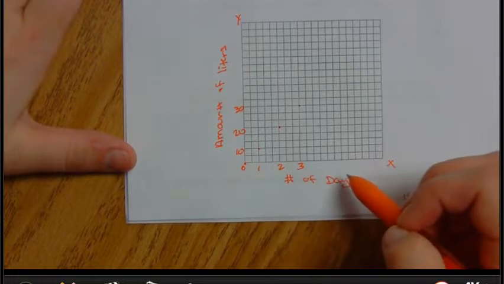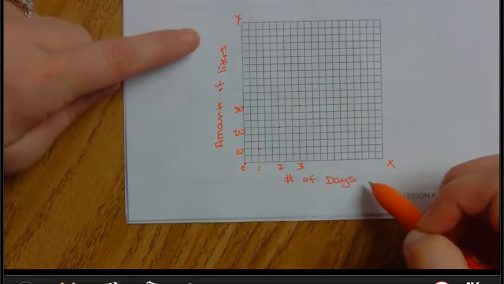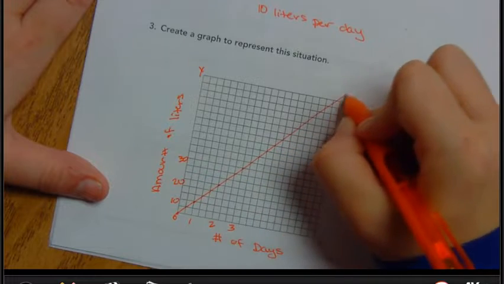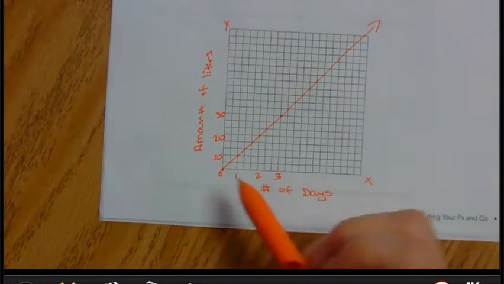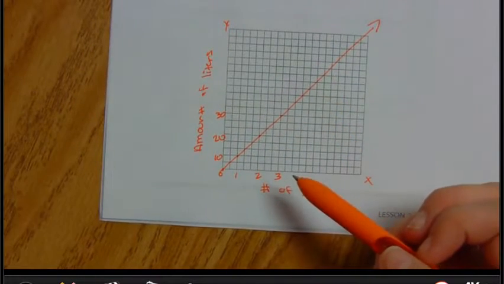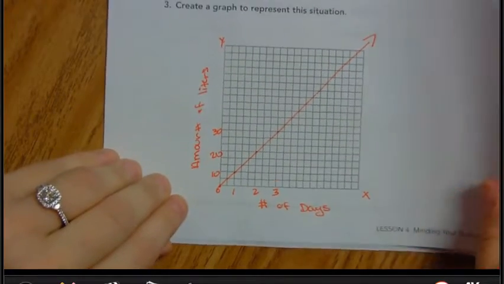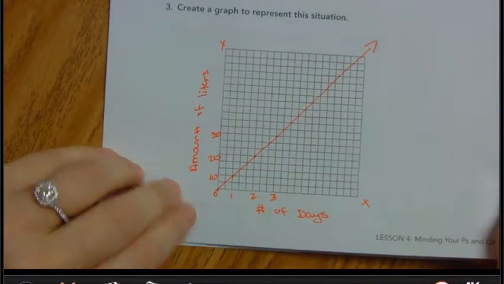If I go up, so 3, then if I go to 4, it's 40. Then 5, it's 50. Then 6, it's 60. So on and so on. I'm eventually going to have a graph that's going to look like this. And my graph is proportional because it does two things. It is a straight line, and it goes through the 0, 0, the origin. All right. Let's try another, or no, let's actually finish it.